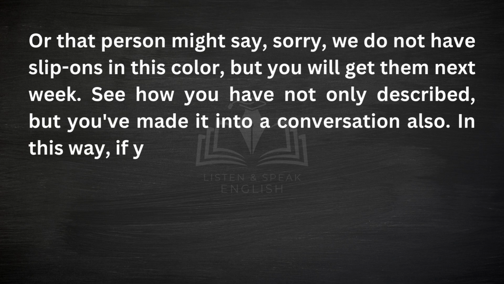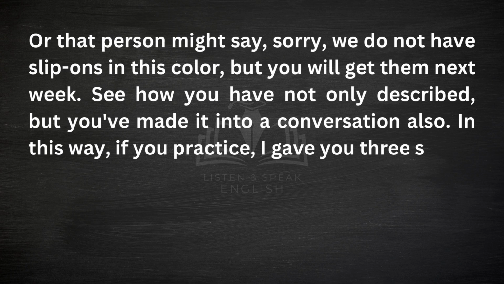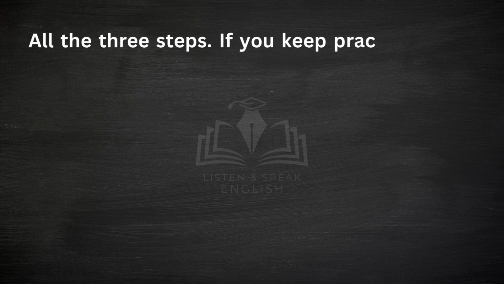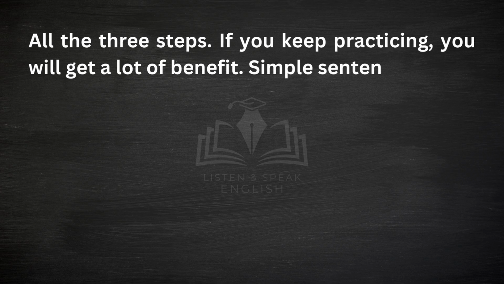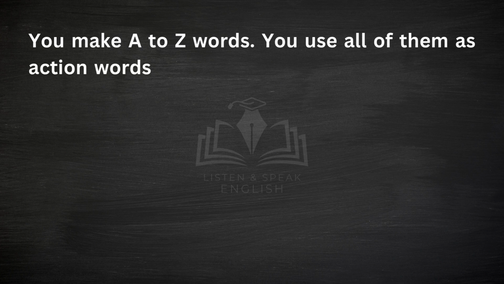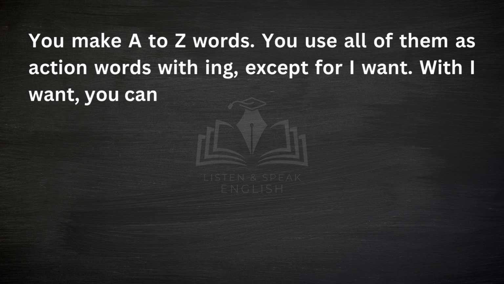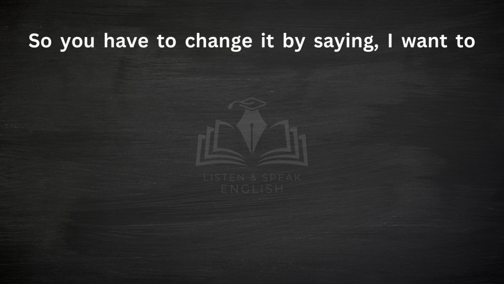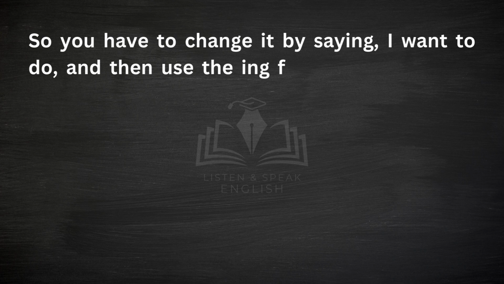In this way, if you practice, I gave you 3 steps. All the 3 steps. If you keep practicing, you will get a lot of benefit. Simple sentences. You make A to Z words. You use all of them as action words with ing, except for I want. With I want, you cannot use the ing form. So you have to change it by saying, I want to do, and then use the ing form.